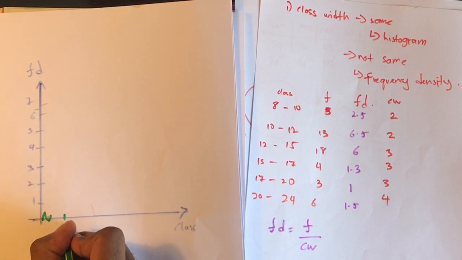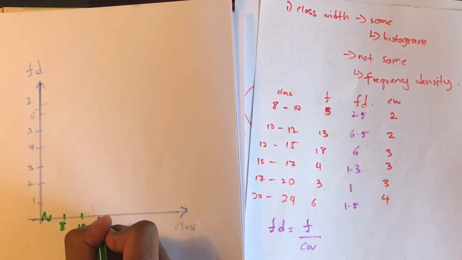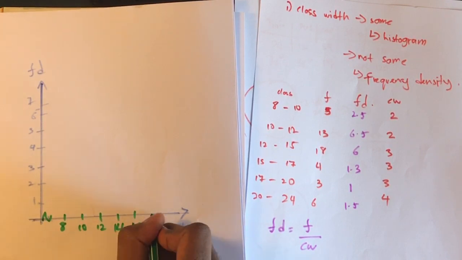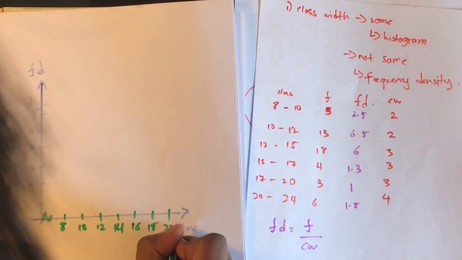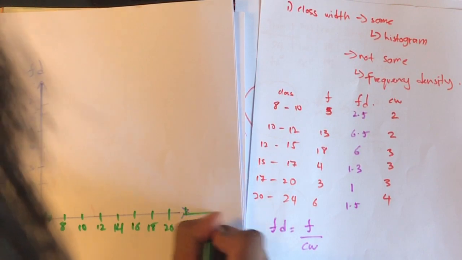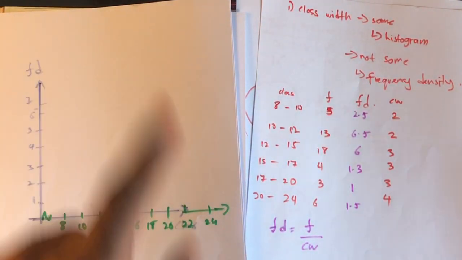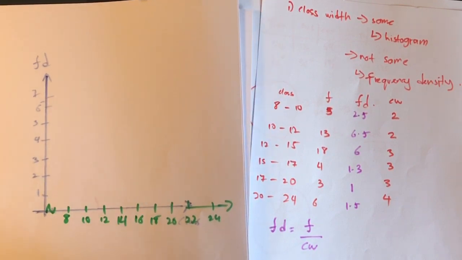So I start with 8, 10, 12, 14, 16, 18, 20, not enough space already, 22, 24. Okay, I have to extend a bit. So I do it like how you would do. We put the scale already. Now we're going to draw this out.